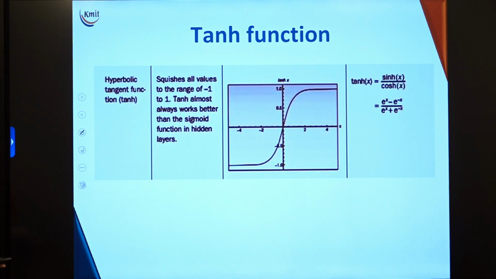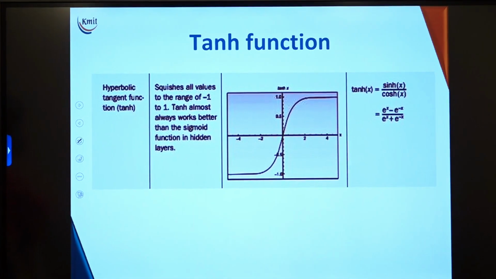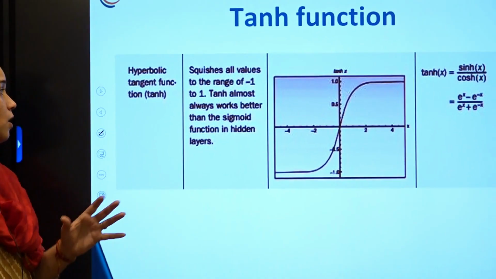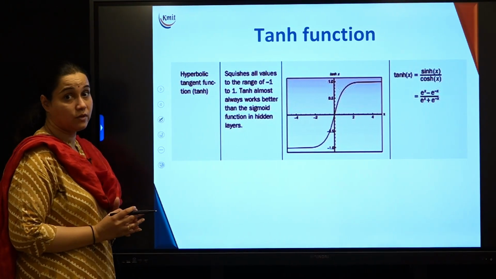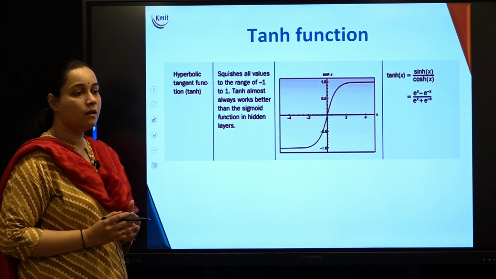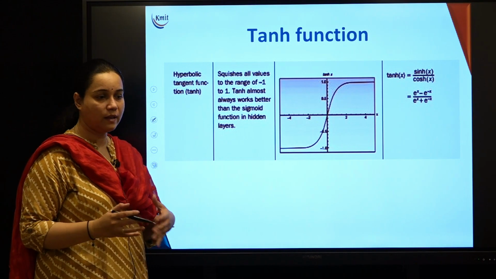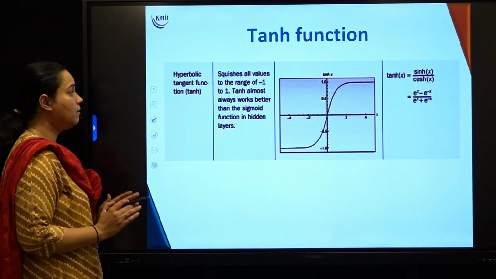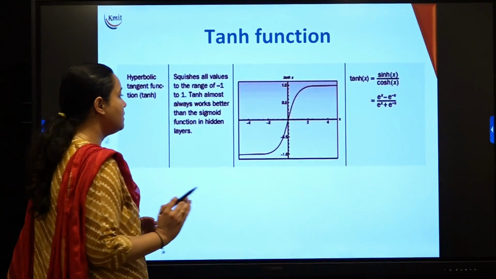Now the next type of activation function is the tanh function. We also call it the hyperbolic tanh function. The range of the tanh function is from -1 to 1. So when you want to squish all the values into the range of -1 to 1, you go for the tanh function. Mind it, tanh functions are mostly used in hidden layers, when you are expecting the output to be negative for a certain layer. It works better than the sigmoid function in the hidden layers.